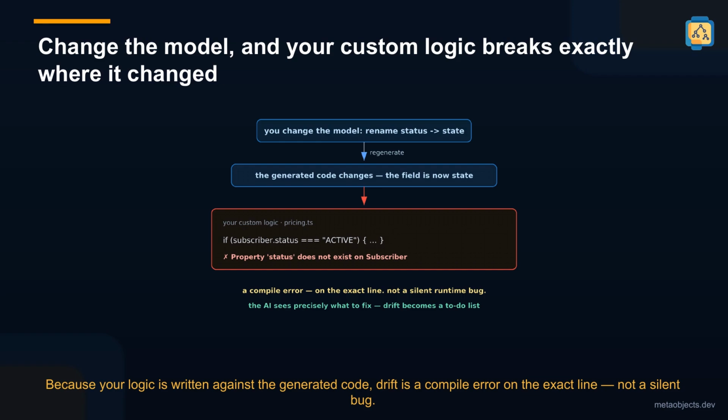And here's the powerful part. Because your logic builds on the generated code, when you change the model and regenerate, that logic breaks exactly where the change landed. A compile error. On the precise line, not a silent runtime surprise. The AI changes the model, regenerates, and the breakage points it straight at the custom code to update. Drift stops being a bug hunt and becomes a to-do list.